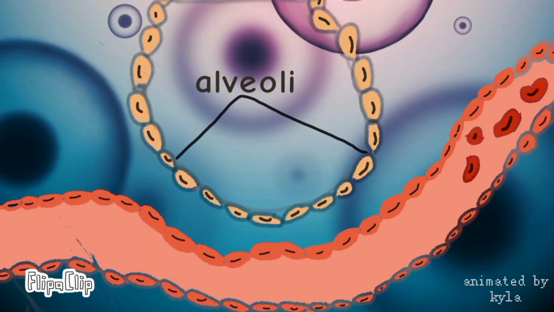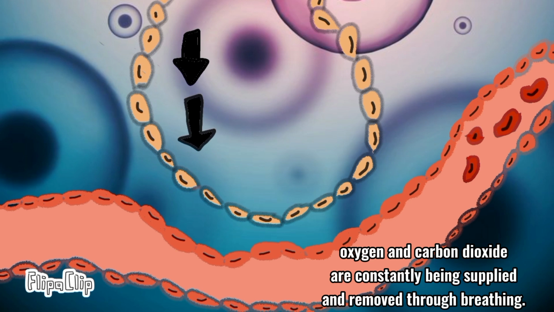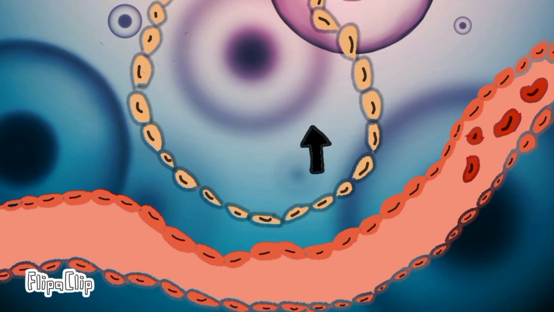Can you please elaborate it more? Okay, if that is still hard to process, let's take a closer look at our lungs. Here in the alveoli, the gas exchange happens. The oxygen and the carbon dioxide are constantly being supplied and removed through breathing or respiration.